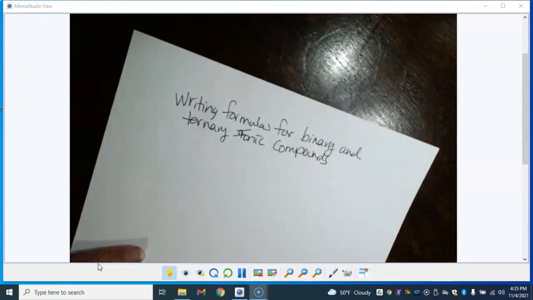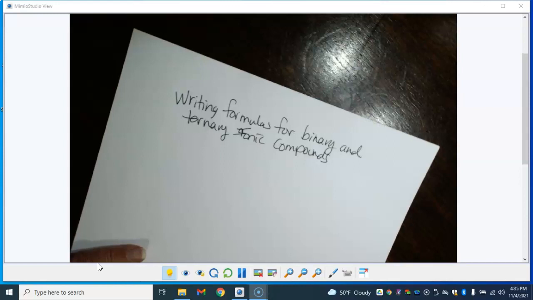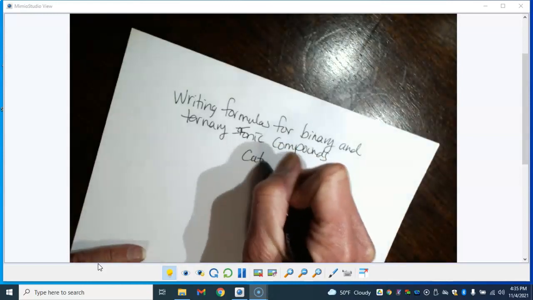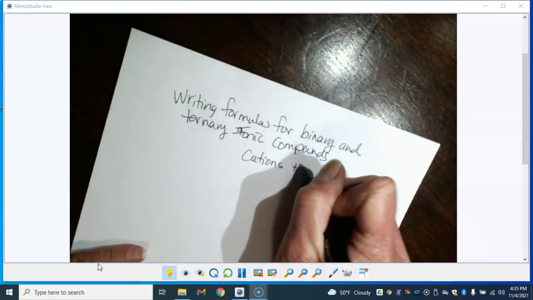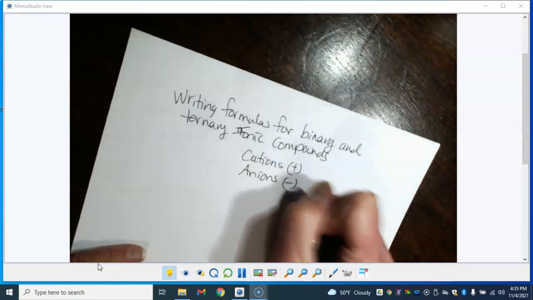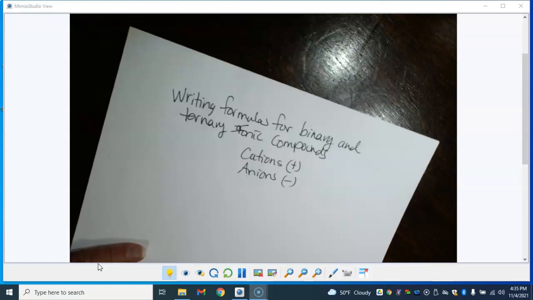Okay, so a few things that you guys need to remember. You need to remember there are 2 types of ions. There are cations, which are positive, and there are anions, which are negative. That's the first thing you remember. Anytime we're dealing with ionic compounds, the cation always is first in the formula, and the anion always comes second. That's the first thing you need to remember.